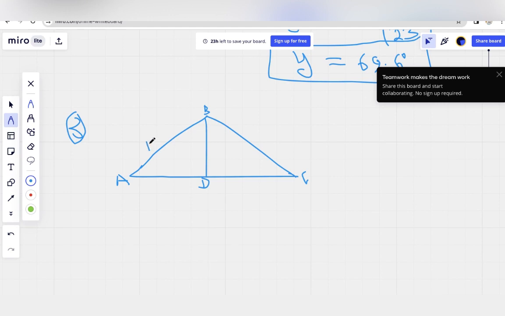Here was 12. Here was 9. The whole of this was 22. So we don't know BD. We found BD before using Pythagoras' theorem. Here was X. And then they asked us to find angle BCD, this angle. We can call it theta, this angle BCD.